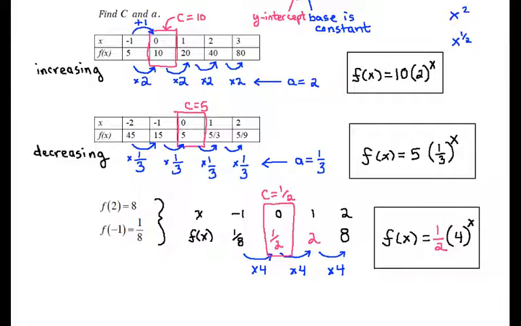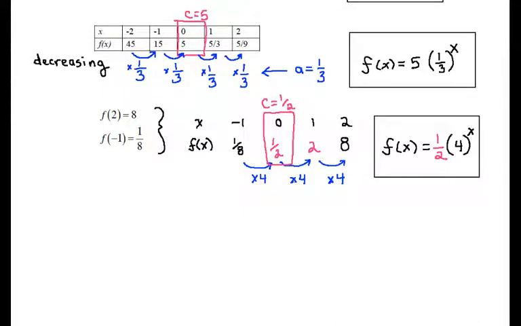There are ways to do this algebraically without guessing the numbers. We can set up 2 equations in 2 unknowns if we want to also. So let's take a look at another way to do this. Another way is to say I'm going to take the relationship f of x equals c a to the x and plug in these values that were given for the 2 ordered pairs to get 2 equations.